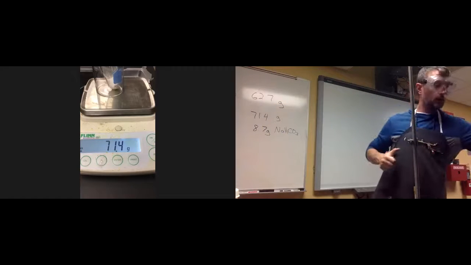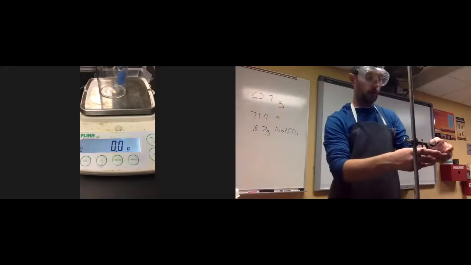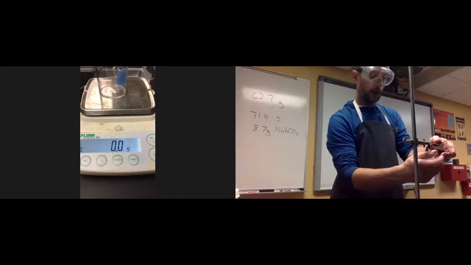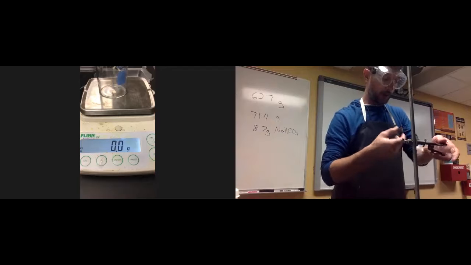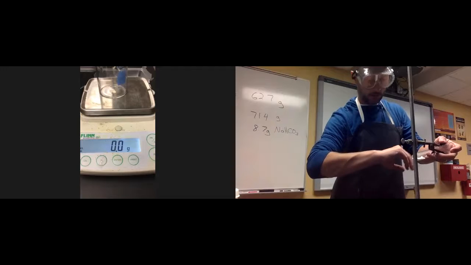71.4 grams minus 62.7 gives me 8.7 grams of baking soda in this test tube. So what I'm going to do is decompose sodium bicarbonate. Again, I want to try to spread this out as best I can.